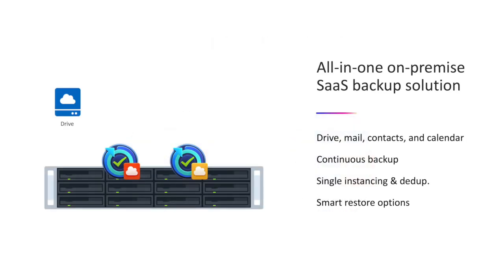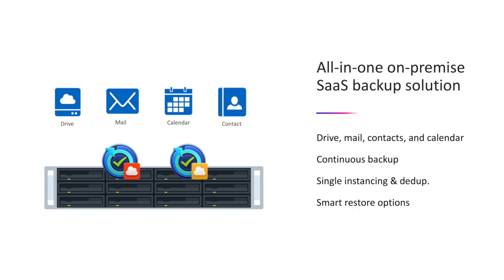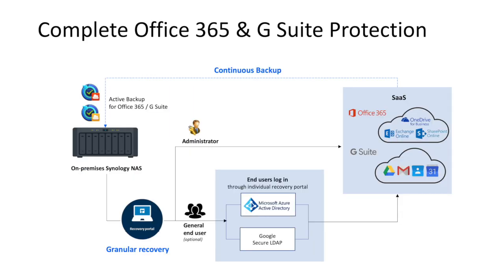Our Active Backup for SaaS provides an all-encompassing solution, enabling you to continuously back up your Drive, mail, contacts, and calendar apps, as well as the data from SharePoint and Microsoft Teams. Active Backup brings along with it the expected features of single instancing and deduplication to keep that data optimized and secure. Here is a typical Active Backup for Office 365 setup that you may see.